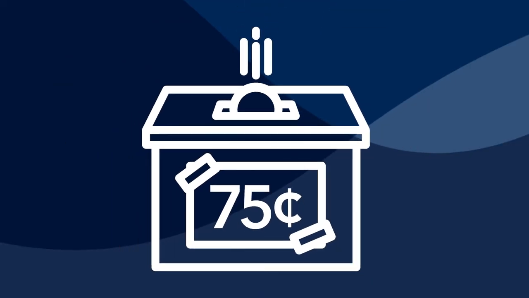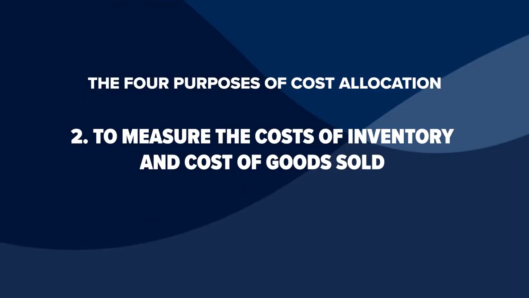For example, suppose Lisa bases the price of a glass of lemonade on direct costs alone without allocating overhead costs. She would lose money on every glass of lemonade she sells and eventually have to close up shop. Two, to measure the cost of inventory and cost of goods sold.